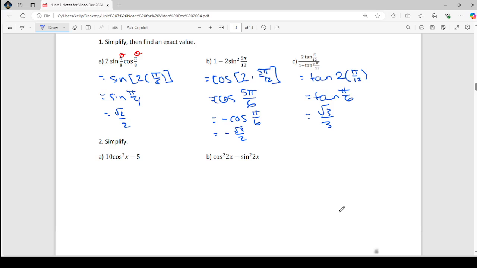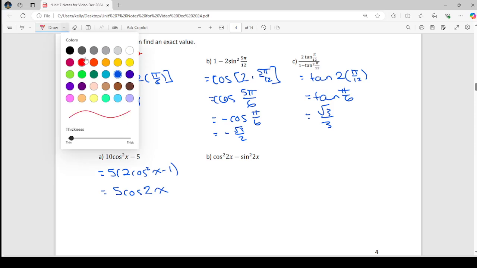In the second question, we'll just be simplifying. There will be no exact value to find. This doesn't look like the formula right now, but there is a common factor of 5. We get then 2 cos squared x minus 1. And then 2 cos squared x minus 1, that is cos 2x. Great, so this is looking nice and simplified.